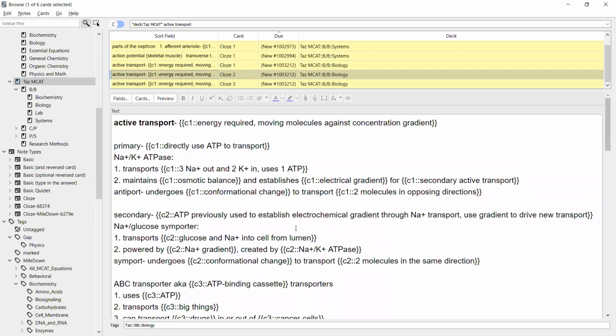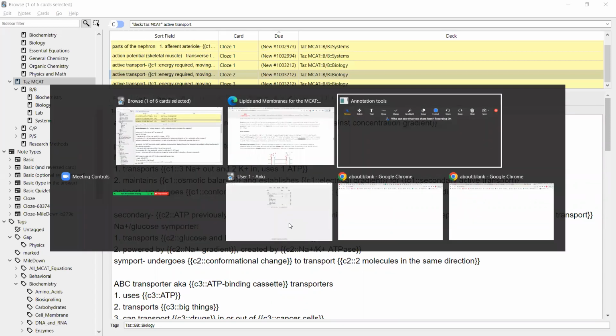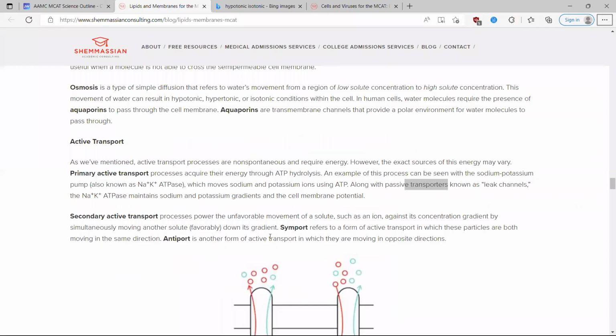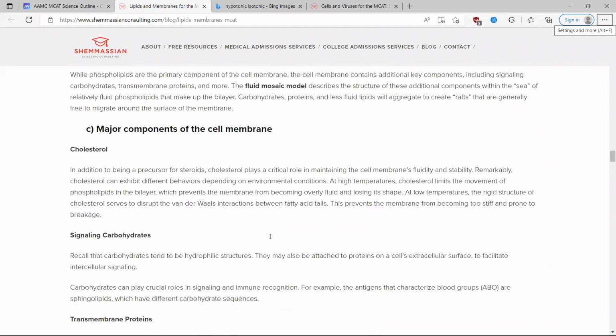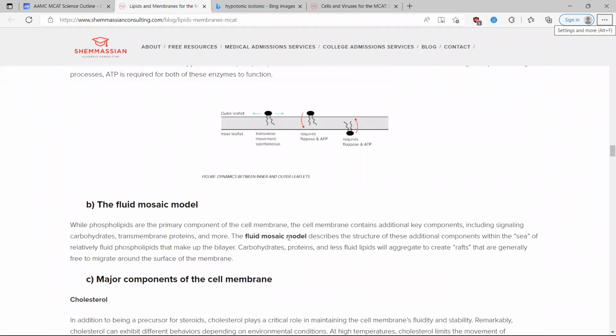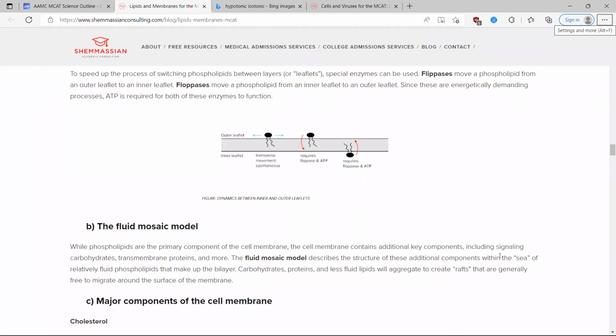Okie dokes. Okay. So that's about it for transporters. Okay, no worries. Have a good weekend. That's about it for transporters.